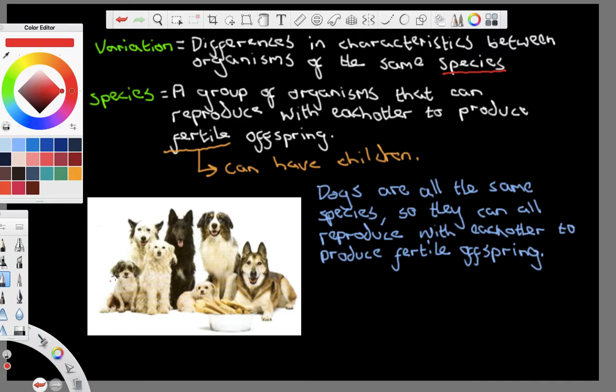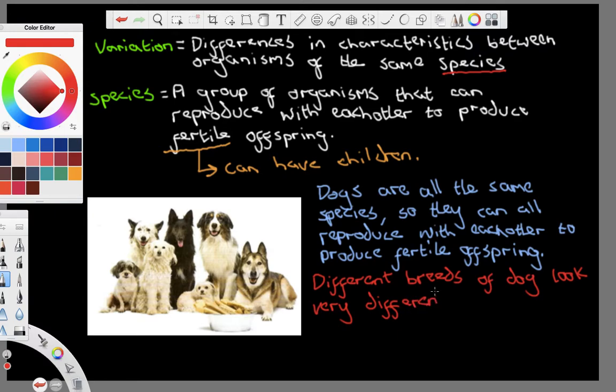So we can put: different breeds of dog look very different due to high variation in the species.